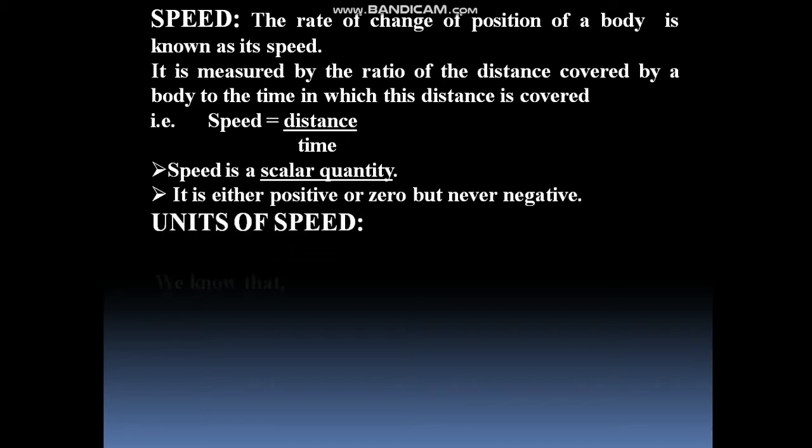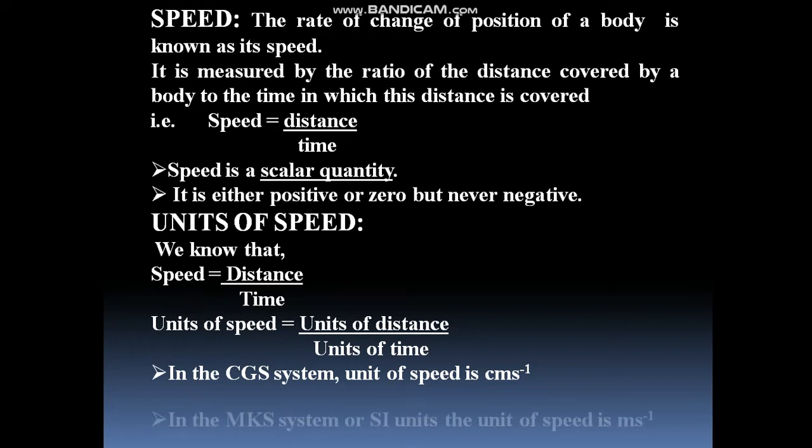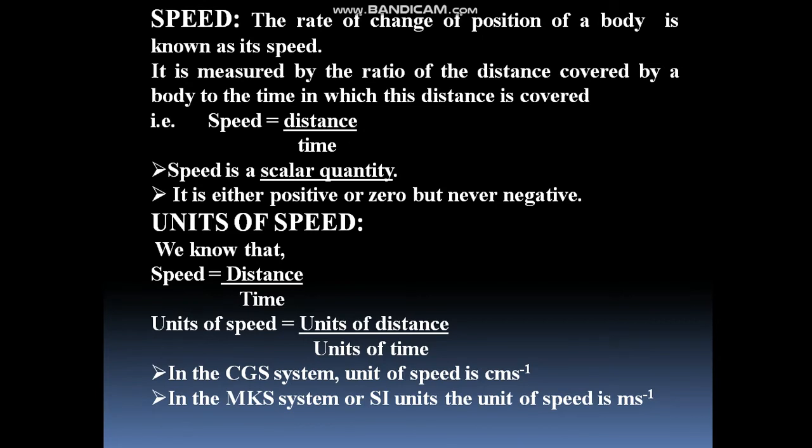Units of speed. We know that speed is equal to distance upon time. So, the unit of speed is unit of distance upon unit of time. In the CGS system, we'll have the unit of speed as centimeter per second, and in the SI system, we'll have the unit of speed as meter per second.